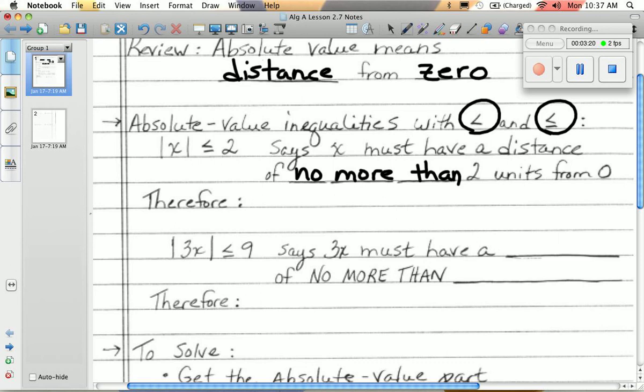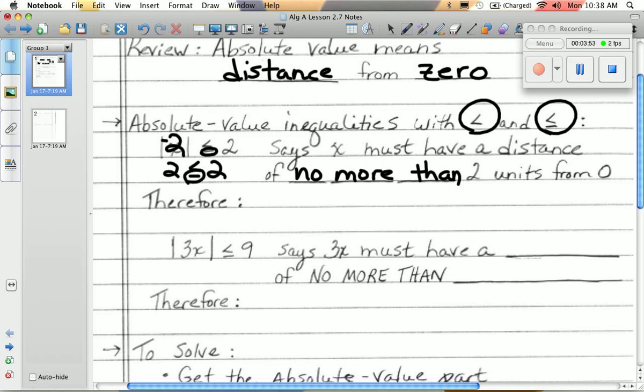Does anybody think they know some of those numbers? 2 and negative 2. Because if we put 2 in here for x, how far is 2 from 0? 2 units. So that would take care of the equal to part, wouldn't it? Because the absolute value of 2 is 2. So if there's a negative 2 in there, how far is negative 2 from 0? 2. So again, it meets the equal to part, doesn't it?